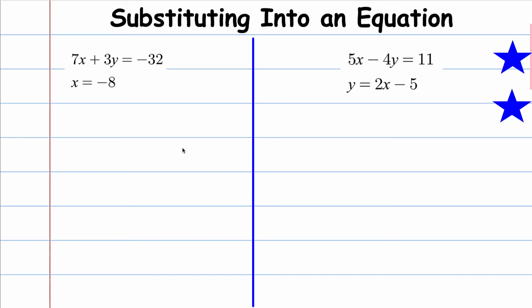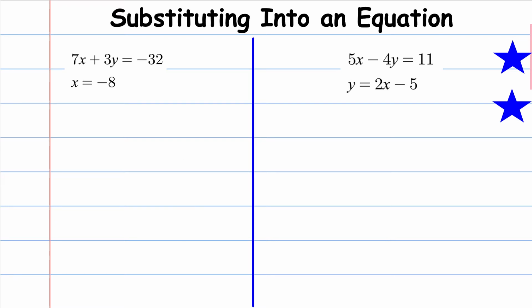So what we're going to be looking at here is how we can substitute into an equation for the purpose of figuring out the value of one variable. Now, this is the precursor for being able to use the property of substitution in order to solve a system of linear equations, where we'll actually be solving for the value of both variables.